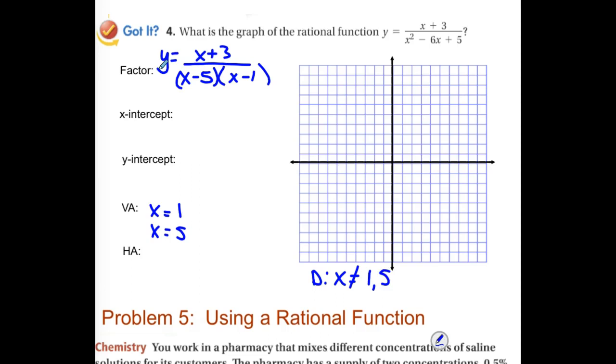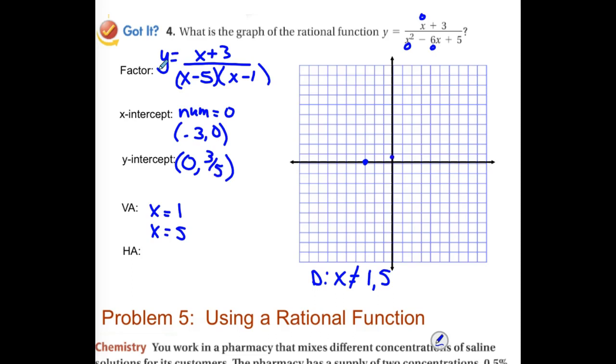Okay. X-intercepts, where do we look for those? In the numerator. So let's look at the numerator. When does the numerator equal 0? Okay, so negative 3, 0 will be one of my x-intercepts. Y-intercepts is what we get when we plug a 0 in for x. Okay, so put a 0 in for x. We end up with, if we put zeros in for all of these, okay, 3/5.